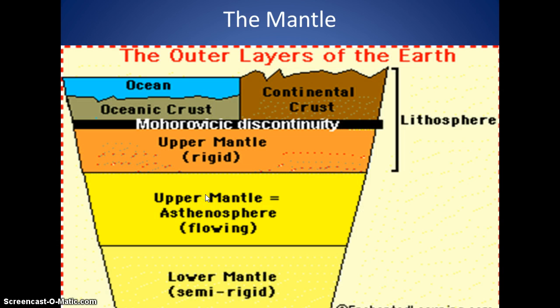Here we're taking a look at the mantle. This is the layer of Earth between the crust and the core. It contains most of the Earth's mass, and has more magnesium and less aluminum and silicon than the crust. It's denser than the crust as well.